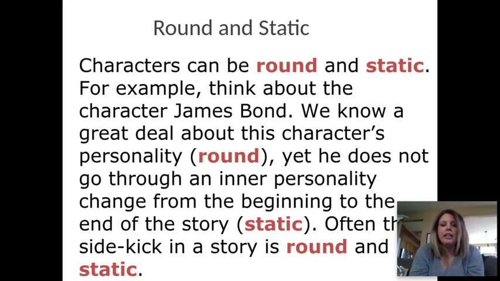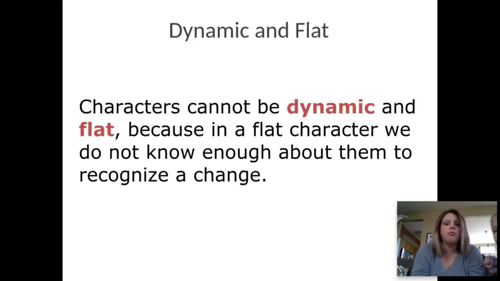Often the sidekick of the story is round and static. So most of the time you're going to see the lesser character be the round and static one. But there are cases like James Bond where you will see a round and static character. So you really have to pay attention to the character, the descriptions, what they're doing, and you really need to know the difference between round and flat and static and dynamic.